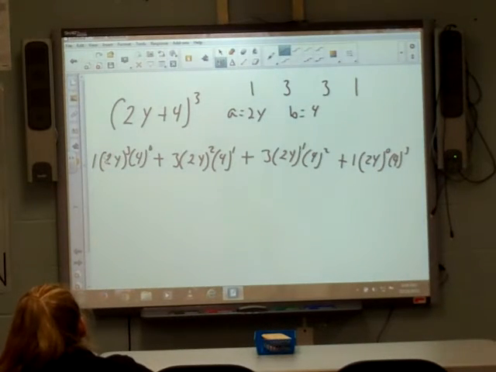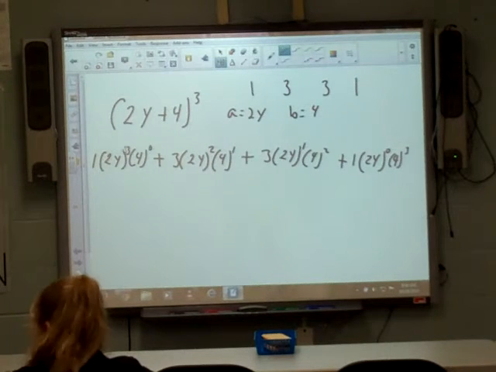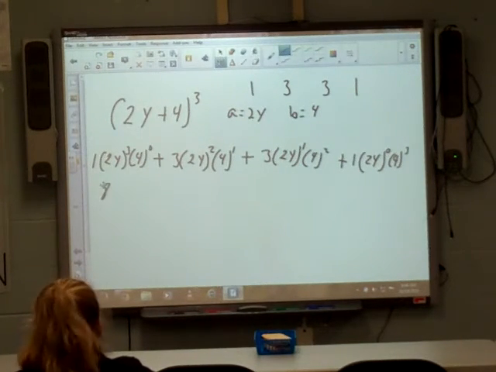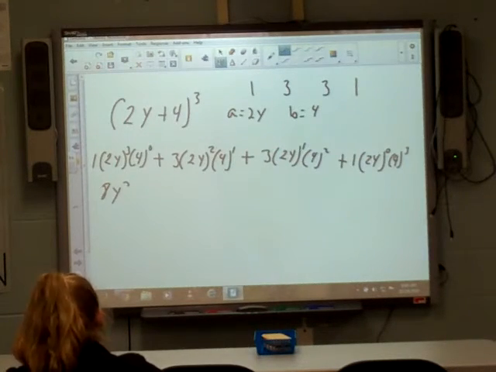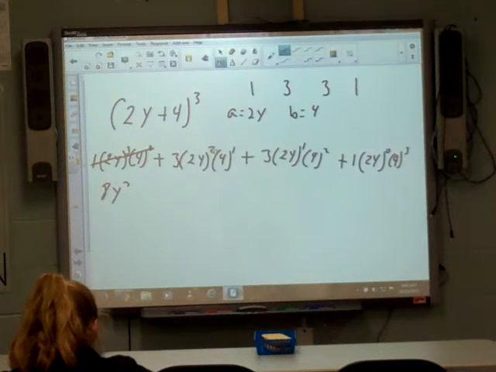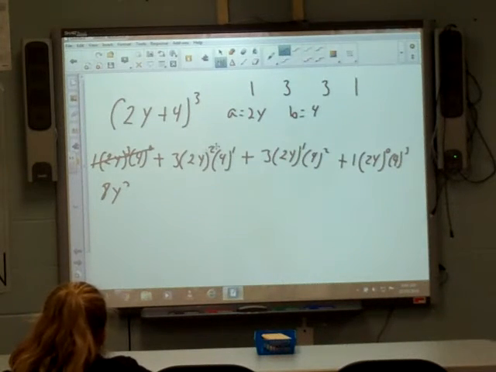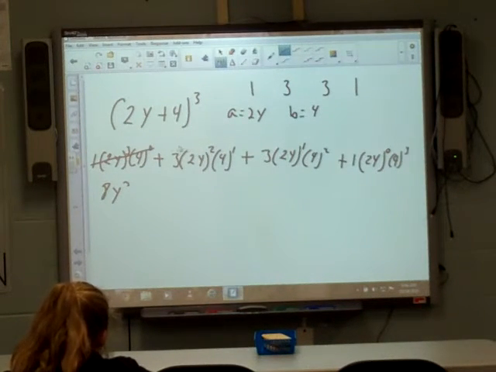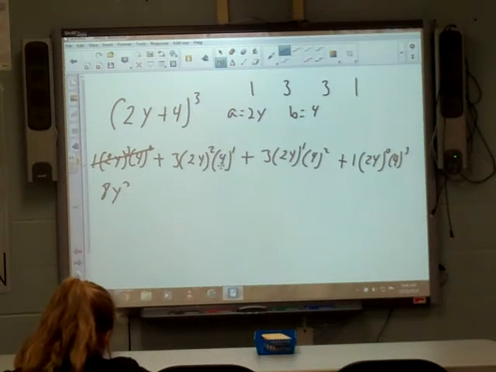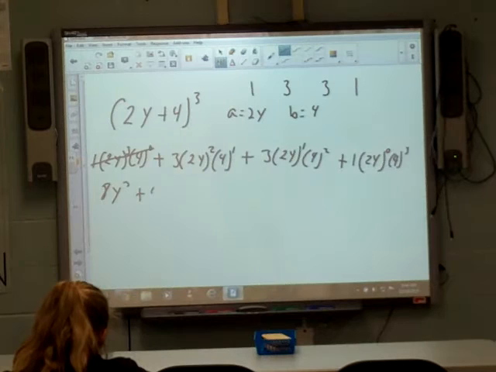Alright, 2 cubed on this first piece is 8. Everything else is 1, because that's a 1 and that's a 1, so it's going to be 8. And then I got a y cubed. So everybody get 8y cubed for your first piece? Okay, 2 squared is 4. Then I got to do times 3, which is 12, and times 4, which is 48. So you should have 48y squared on your second piece.